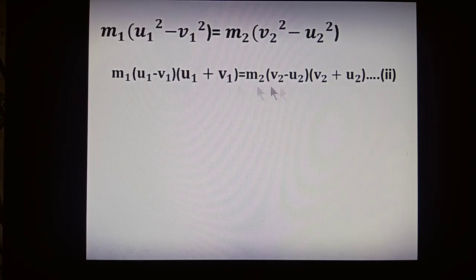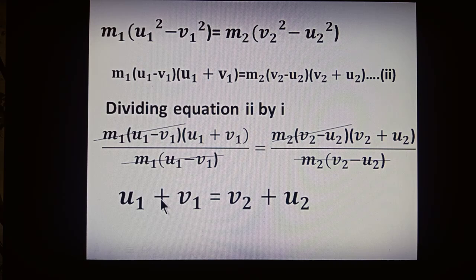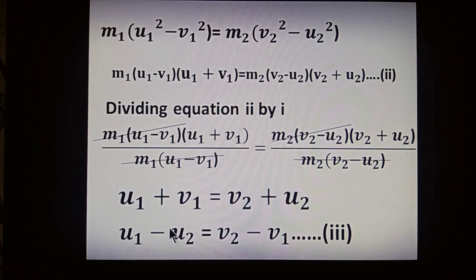Now dividing equation 2 by equation 1. This was equation 1. I divided equation 2 by equation 1. This term m1(u1 - v1) will be cancelled, m2(v2 - u2) will be cancelled with this, and we are left with u1 + v1 = v2 + u2. Just rearrange this equation: u1 - u2 = v2 - v1, equation number 3.